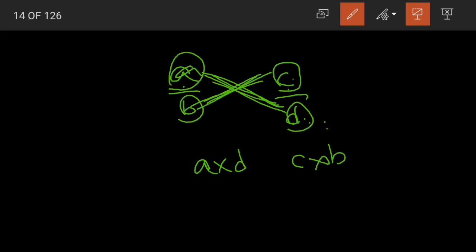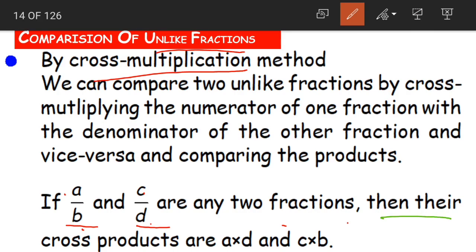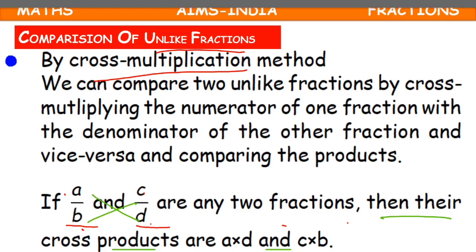Cross multiplication. Whenever you have two fractions, a by b and c by d, to compare, just cross multiply them: a into d and then b into c. We will get the products like this. The cross products are what? a into d and c into b.